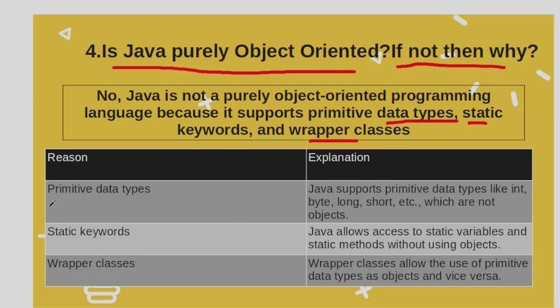Okay, so first one is the primitive data types we have in Java. Java supports primitive data types like int, byte, long, short, etc., which are not objects. Okay, and the second is static keywords. Java allows access to static variables and static methods without using any object. I think you know static keywords, right? Using static we can access our variables, methods and all at class level. That's why it is saying that we can access that without using any objects. Okay, wrapper classes we have. Like int is the primitive type, right? The wrapper class is Integer, right?